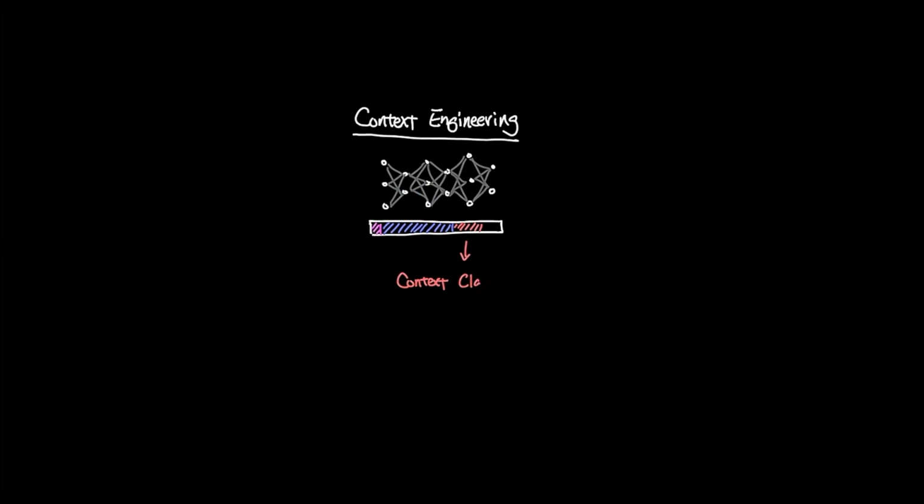Finally, context clashing is where you have information or instructions in the context that contradict each other. And this can lead the model to inconsistent behavior. The technique that we use to manage these common pitfalls in context management is what we call context engineering.